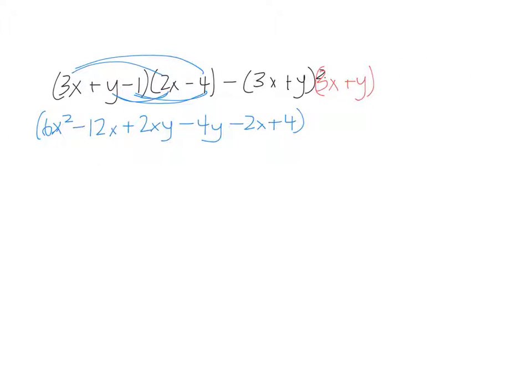So I need to also do the second one here. I have minus, and it's extremely important to keep your brackets here. This is when the brackets matter the most. So it's 3x times 3x is 9x squared. 3x times y is 3xy. y times 3x is also 3xy. And y times y is y squared.